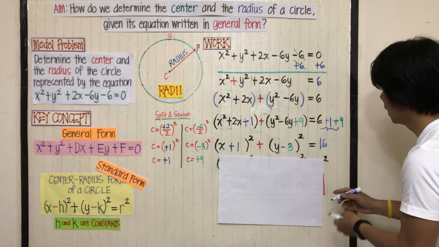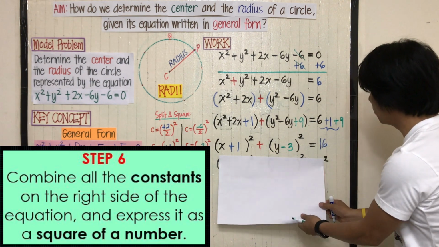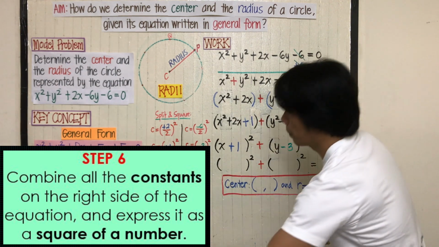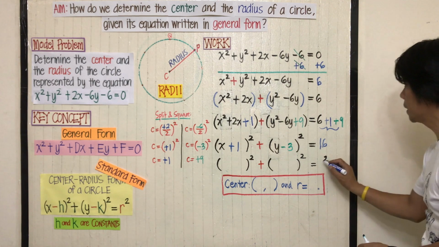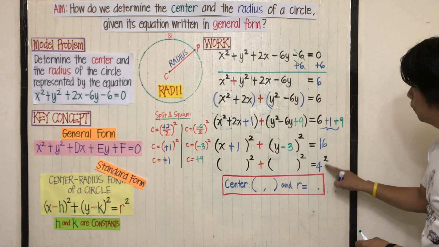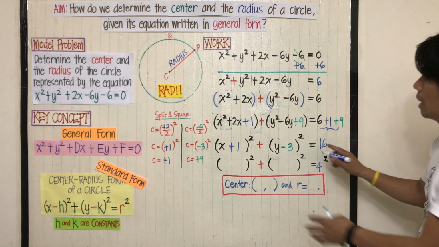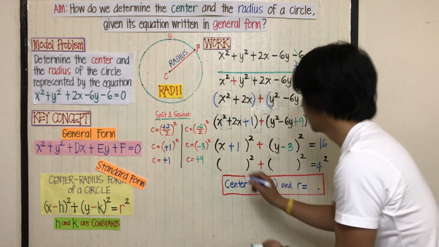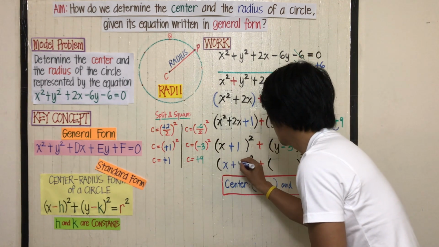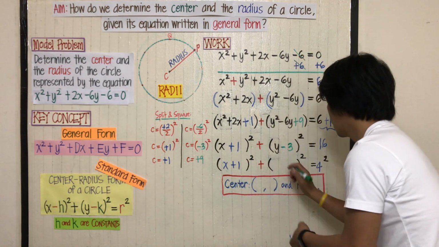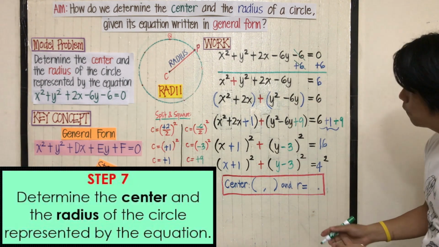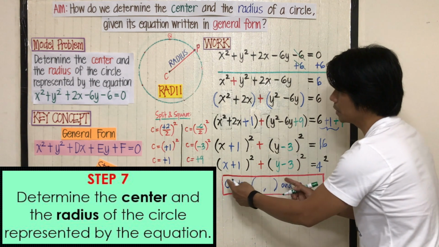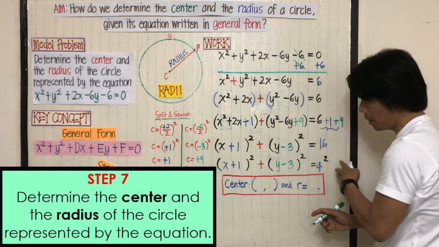And then, on the 6th step, you need to express the 16 as a square of a number, which is 4. Right? 4 times 4 is 16. Now everything else must be copied. So this is x plus 1. This is y minus 3. Now we can identify the coordinates of the center and the radius.